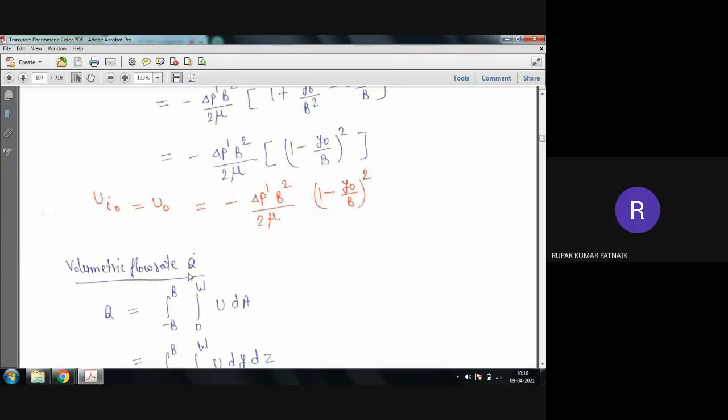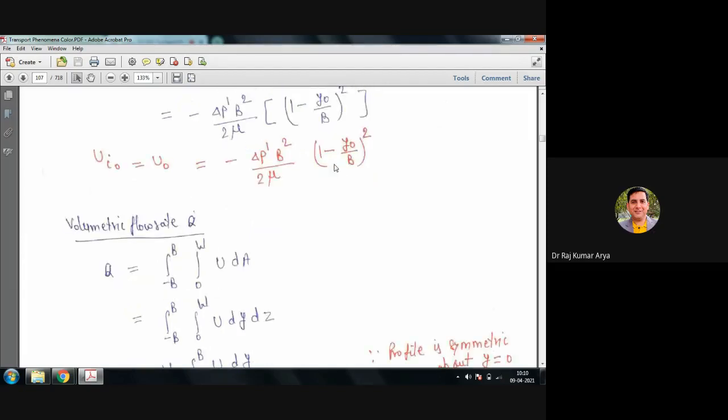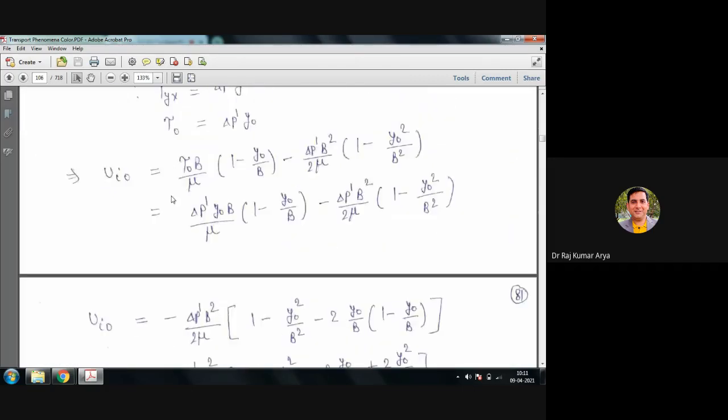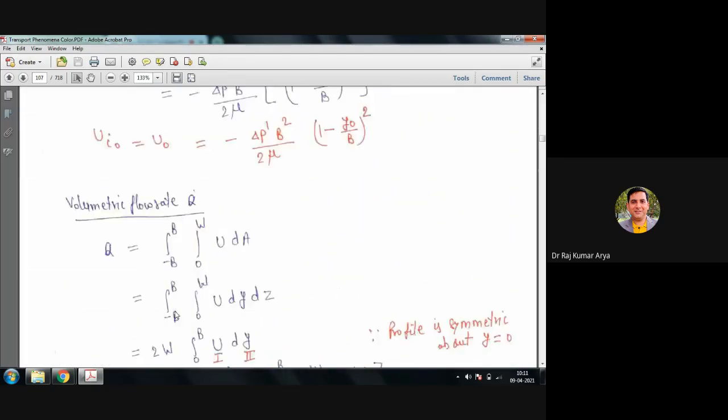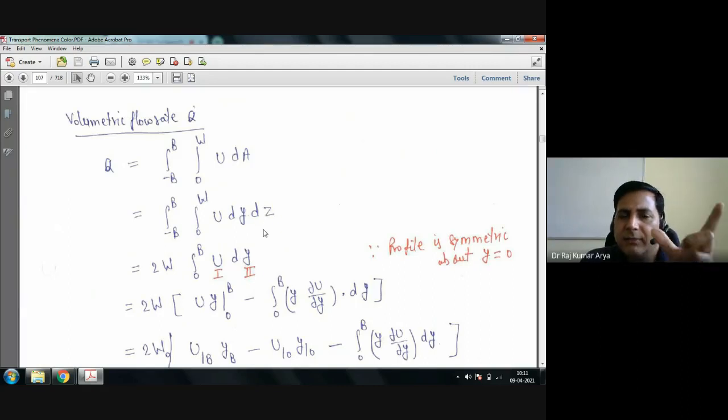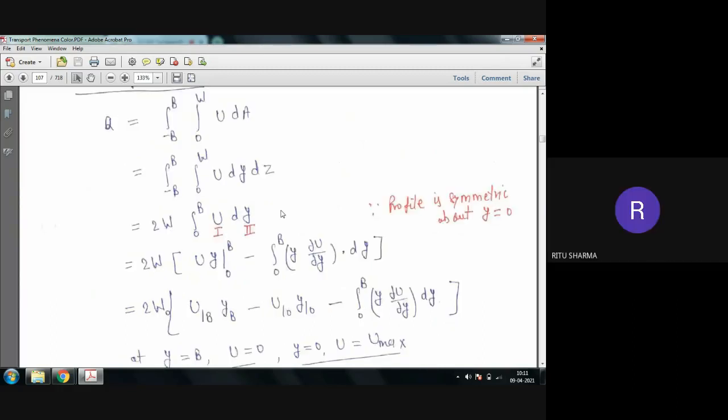Your velocity expression is available with you. Now the area is nothing but dy times dz. So you can write u dy dz, where dz is the width of the plate, which is w. And because of symmetry, the limits minus b to b have been converted to 0 to b, so you get a factor of two here. So you get u and dy here, right? Correct?